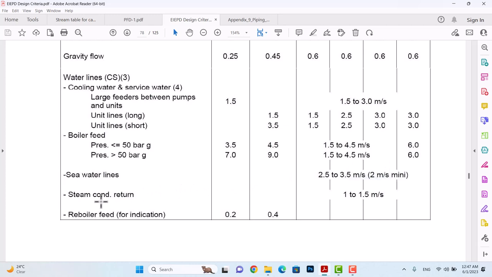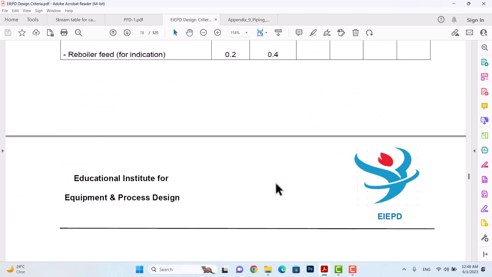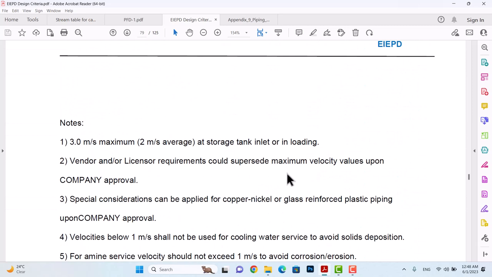And if it is a steam condensate return, we don't have a pressure drop criteria for this table, but the maximum velocity should be between these ones. If you check other tables or from other licensors, they might have a specified pressure drop for this one. So it depends on your project specifications. Let's go forward and see some notes here.